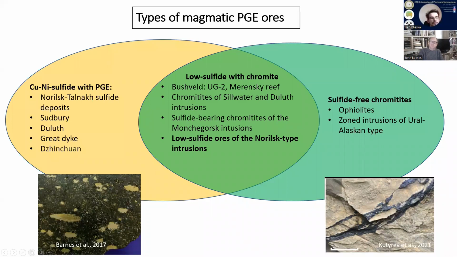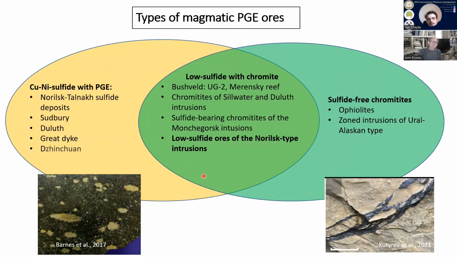In general, we can distinguish three types of magmatic PGE ores. One of them is associated with coupled nickel sulfide ores in layered intrusions. The other comprises sulfide-free settings where PGE associate with chromite. And finally, the third and the most economically important type is low sulfide ores, which form near planar structures in layered intrusions and often contain chromite mineralization.